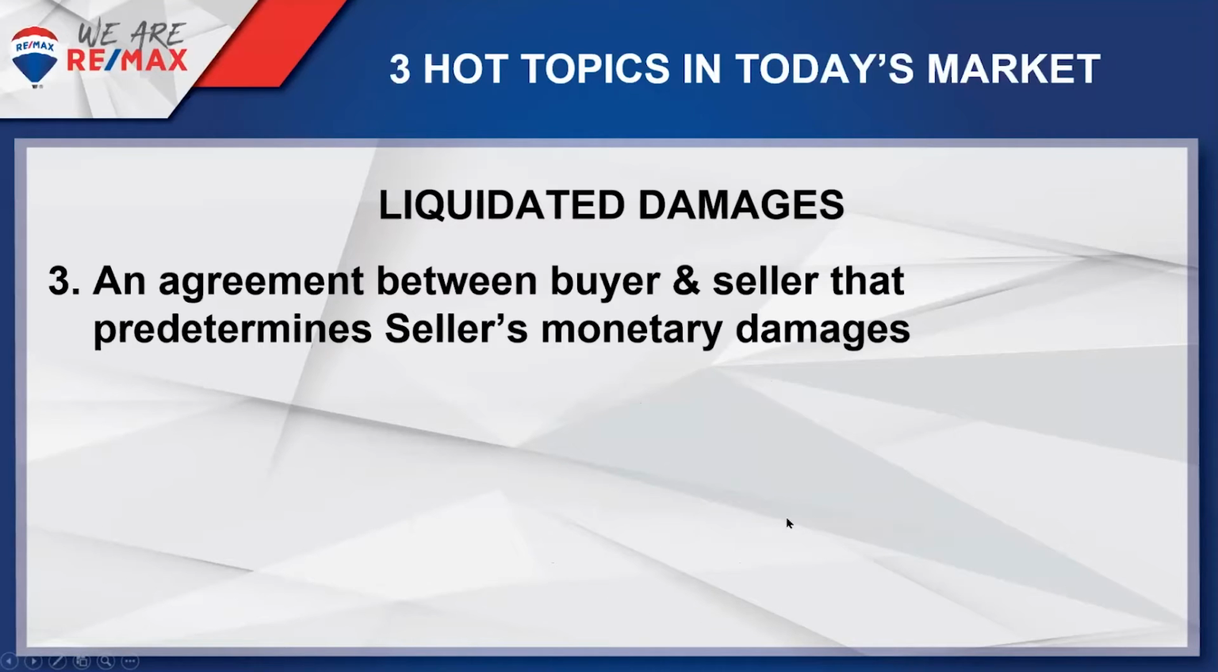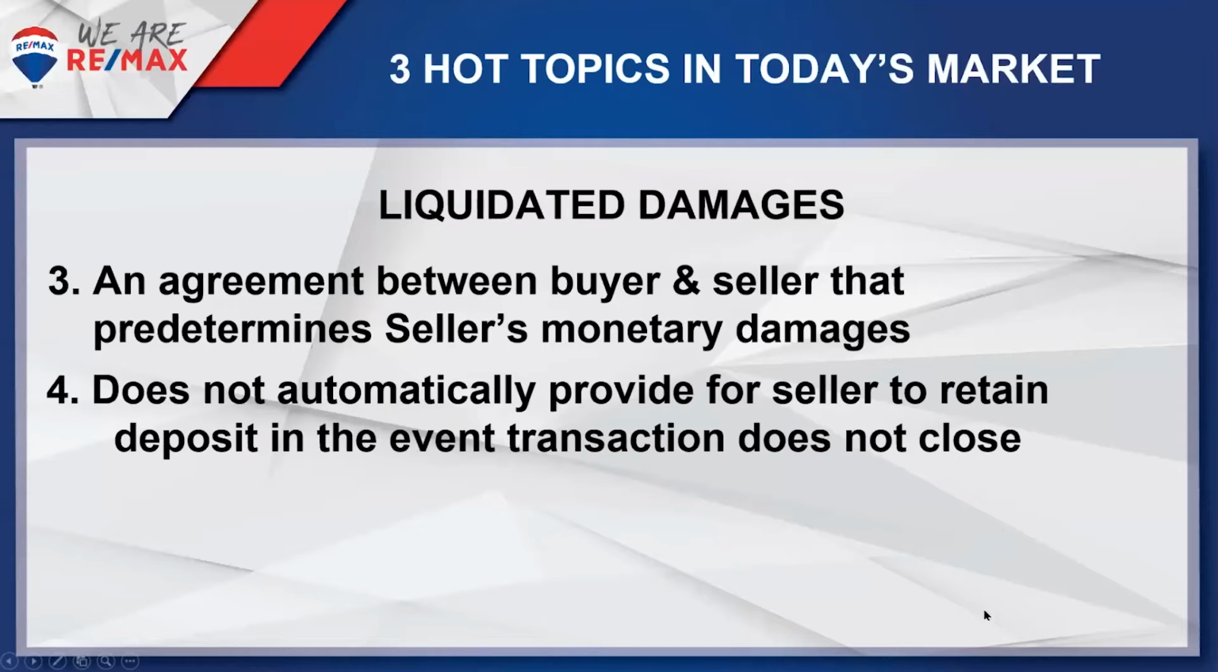So an agreement can be made between the buyer and the seller that predetermines what the seller's monetary damages are. That's exactly what liquidated damages means. It's a predefinition by mutual agreement between the buyer and the seller as to what your dollar damages are, whether you really have those dollar damages or not. It works both ways. You might not have that large of dollar damages, or you might have larger dollar damages. But if you have a liquidated damages clause, that's going to specify exactly what your damages are.